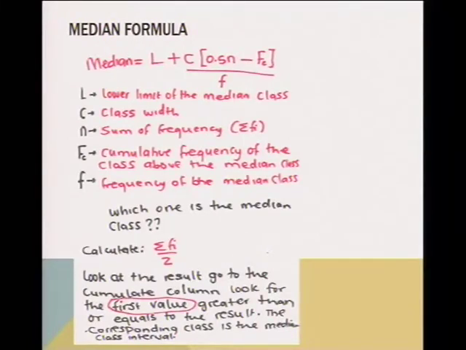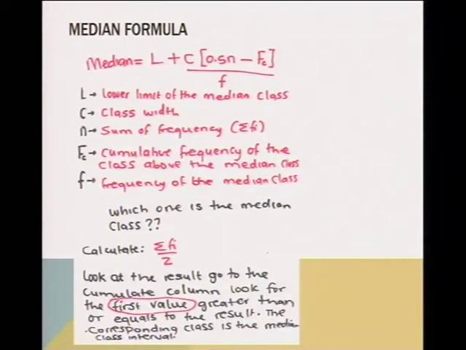Okay, now L is defined there, the lower limit of the median class. C is the class width. N is the sum of frequency, and fc is the cumulative frequency, and f is not cumulative but just the frequency of the median class. Now which one is the median class?